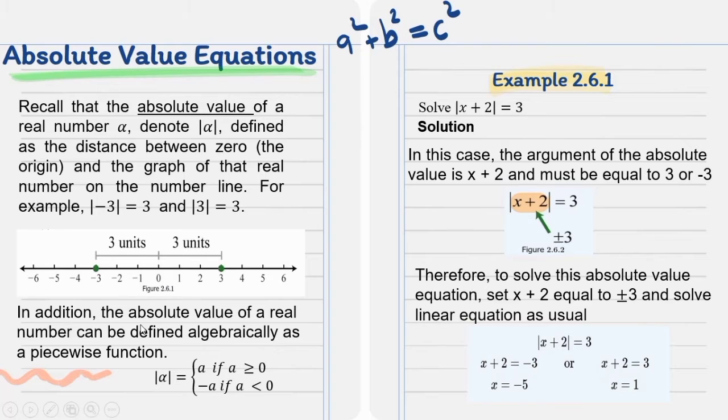In addition, the absolute value of a number can be defined algebraically as a piecewise function. This is the function.